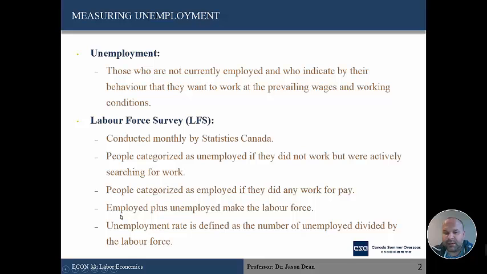So obviously those who are employed plus those who are unemployed make up the labor force, and we looked at this in an earlier lecture on labor supply. The actual unemployment rate is defined as the proportion of the labor force that are unemployed.